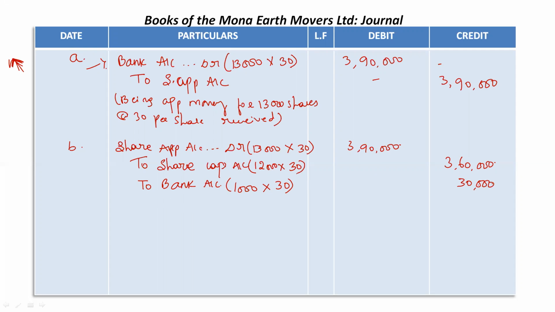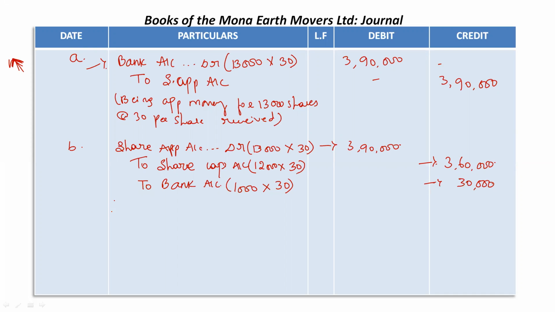Now if you check, your debit and credit side balance will be the same. On the debit side we have 3,90,000 which is application money. 3,60,000 rupees we transferred into share capital account, and 1,000 shares are rejected. 30,000 rupees have been refunded to the public.